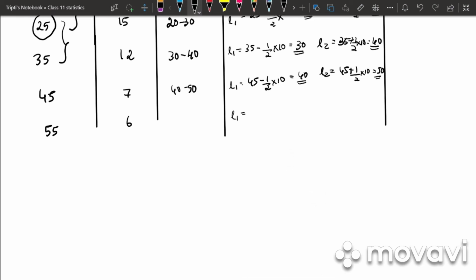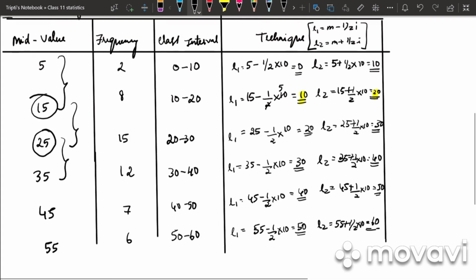Next, last one, L1 will be 55 minus half into 10, that is 50. L2 will be 55 plus half into 10, which is 60. So our last class interval is 50 to 60.